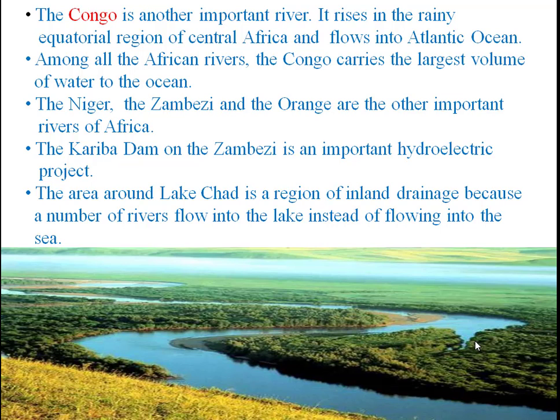The Niger, the chief river in the western region, is often dry because it rises in and flows through dry areas. The Kariba Dam on the Zambezi is an important hydroelectric project.